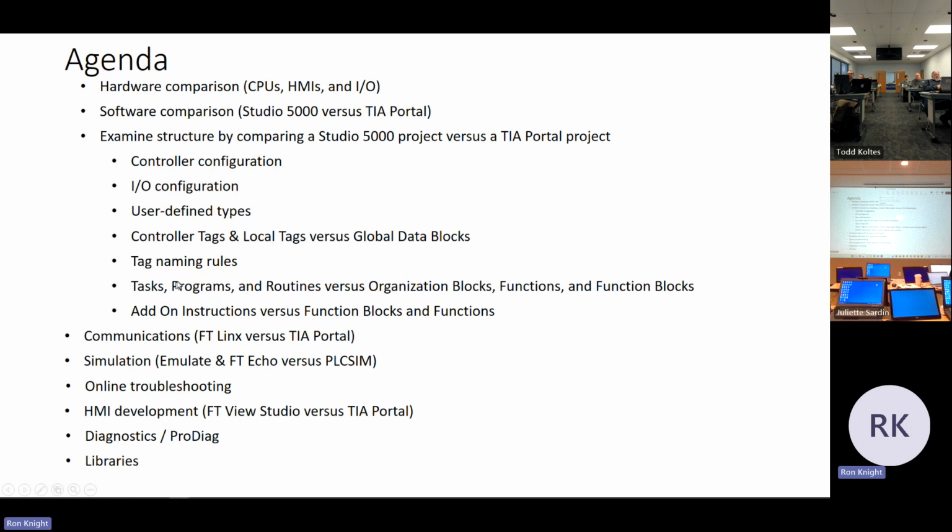And then to me, the biggest difference between Rockwell and Siemens is how the projects are organized. We know in Rockwell we've got tasks, programs, and routines. How does that compare to organization blocks and function blocks, or do they compare? And then finally, what I consider the second major building block of object-oriented programming is the add-on instruction, or the AOI. Hopefully everybody in here is familiar with add-on instructions. AOIs, either you've created your own or you've had to troubleshoot one, or at least you're familiar with them. How do they compare to function blocks or functions inside of Siemens?